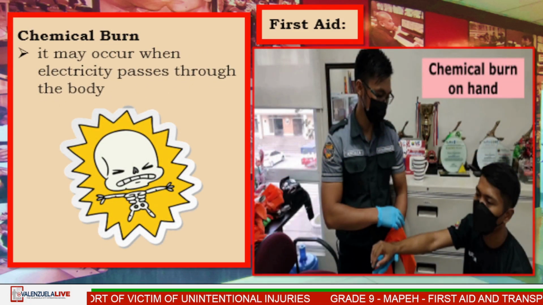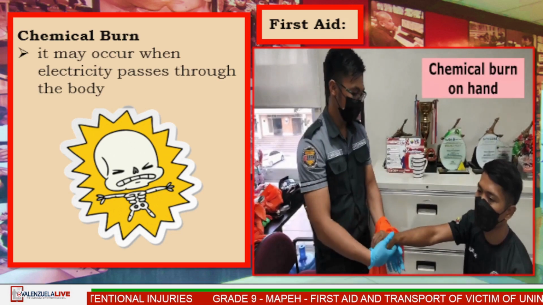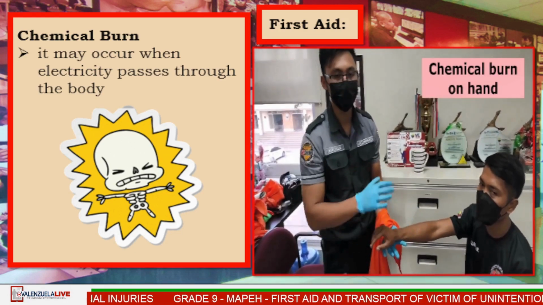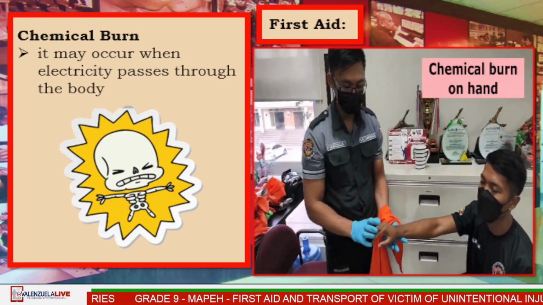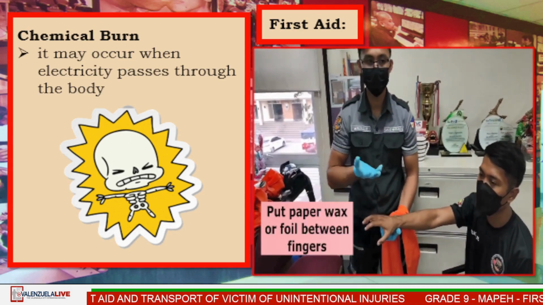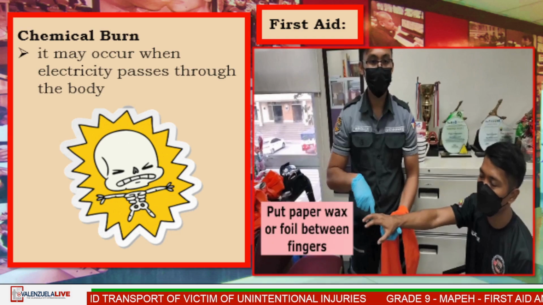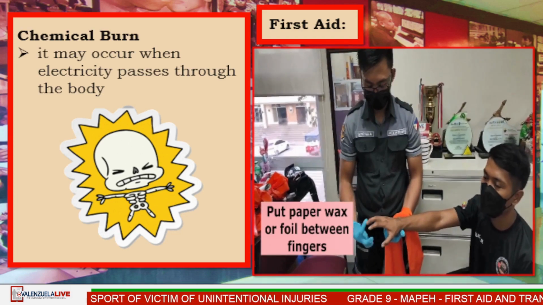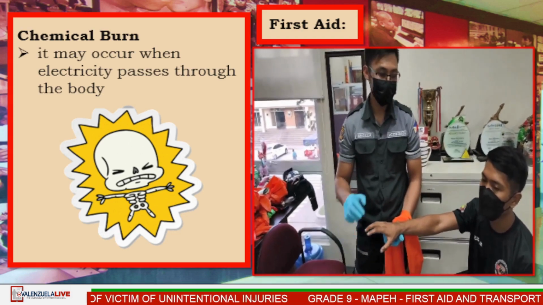Chemical burn may occur when electricity passes through the body. First aid technique: make sure that the contact with the electrical source is broken. Flood the sites of injury at the entry and exit points of the current with plenty of cold water.